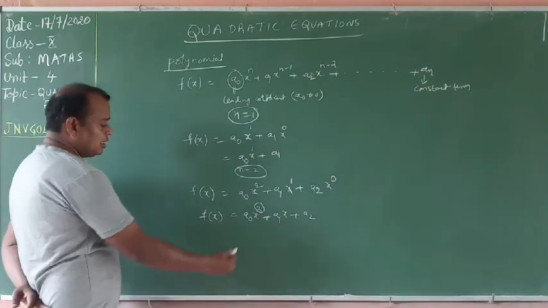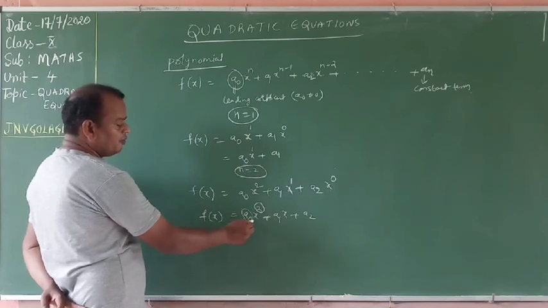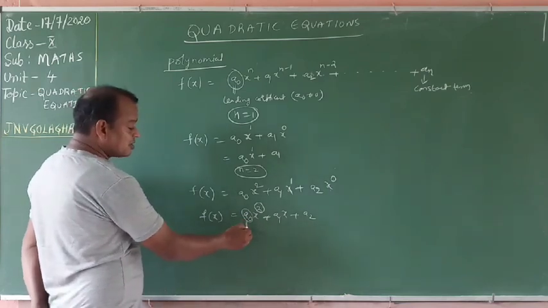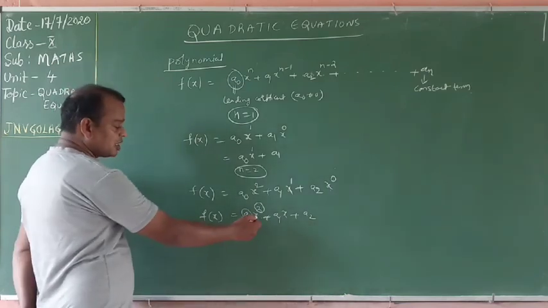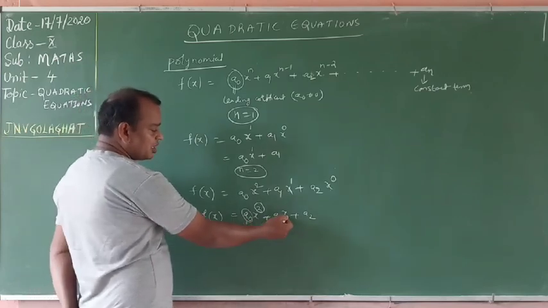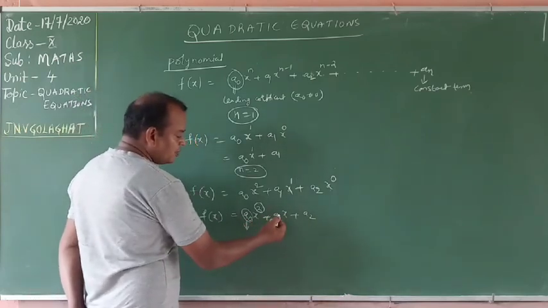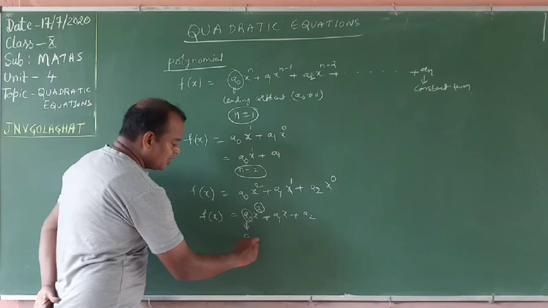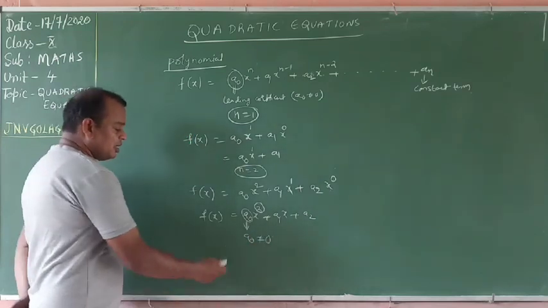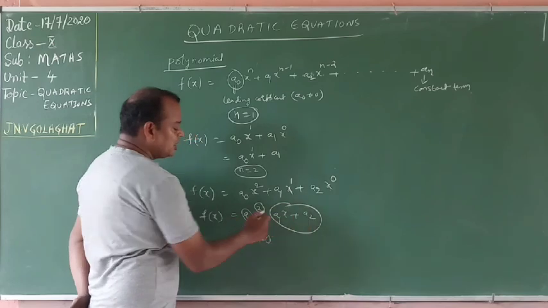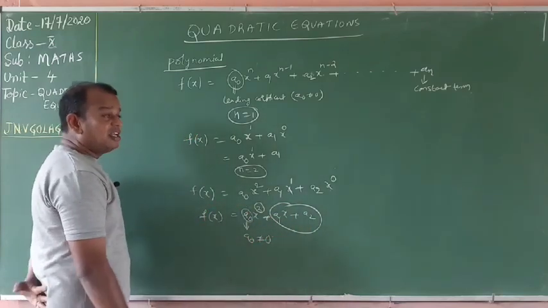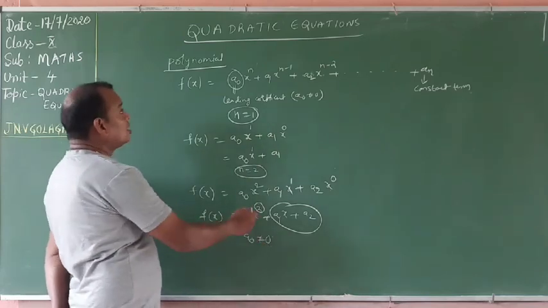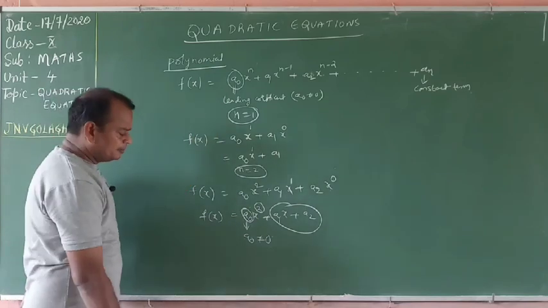In this quadratic polynomial, the coefficient of x square is always not equal to 0. This is called the leading coefficient. The coefficient of x square is a0, the coefficient of x is a1, and the constant is a2, where a1, a2 are real numbers. In this one, a0 is not equal to 0. Suppose a0 is equal to 0, what happens? Immediately the quadratic polynomial changes into a linear polynomial. That's why the coefficient of x square is always not equal to 0. Then the polynomial is called a quadratic polynomial.